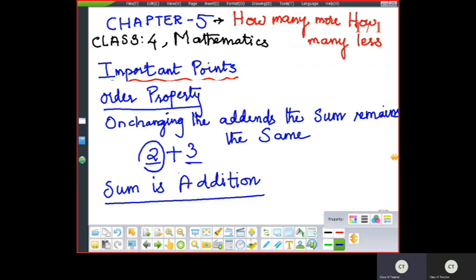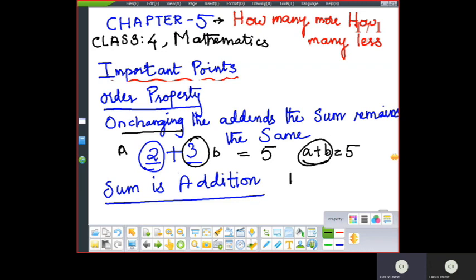Now here I have taken 2 as, let me say it as A, and 3 I will take as B. A plus B is equal to 2 plus 3, how much? 5. Now I will change the addends, interchanging them. So I will do B plus A.